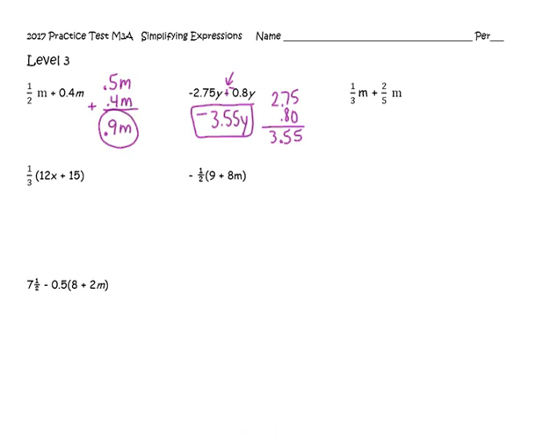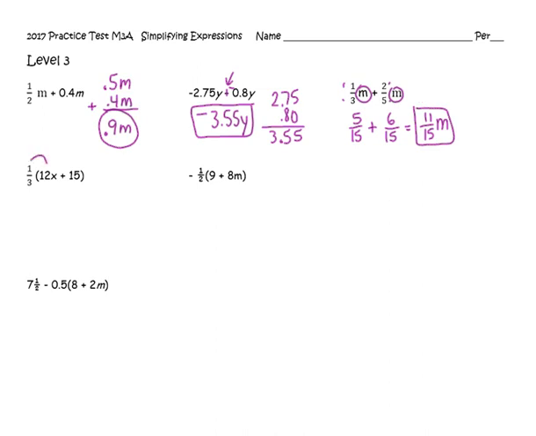Next, notice that we have two different denominators, so we need to rewrite these fractions using the common denominator. Times 5 over 5, times 3 over 3. Add your fractions. That gives us 11/15, and bring along your variable. And the answer is 11/15m.